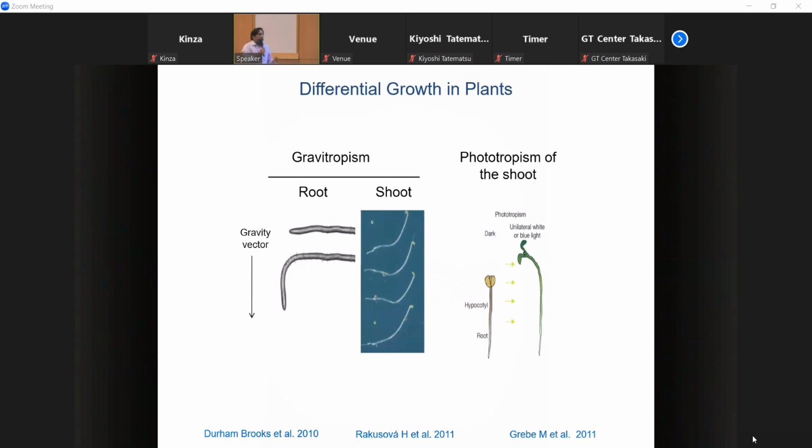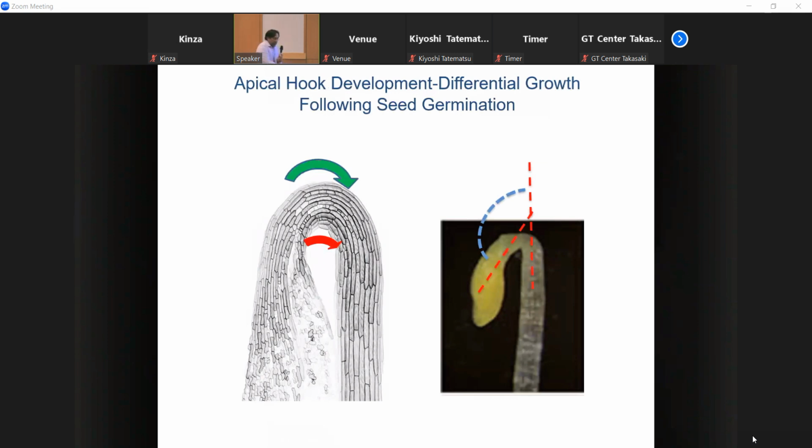So as you heard about differential growth in the last 3 days, and this is the 4th day, there are 3 beautiful examples of differential growth: phototropism, gravitropism, and the third one is apical hook development. Differential growth means that cells on one side elongate faster than cells on the other side. In the apical hook, the outer side cells elongate faster than the inner side cells. How this differential growth takes place is a key question of my research interest.